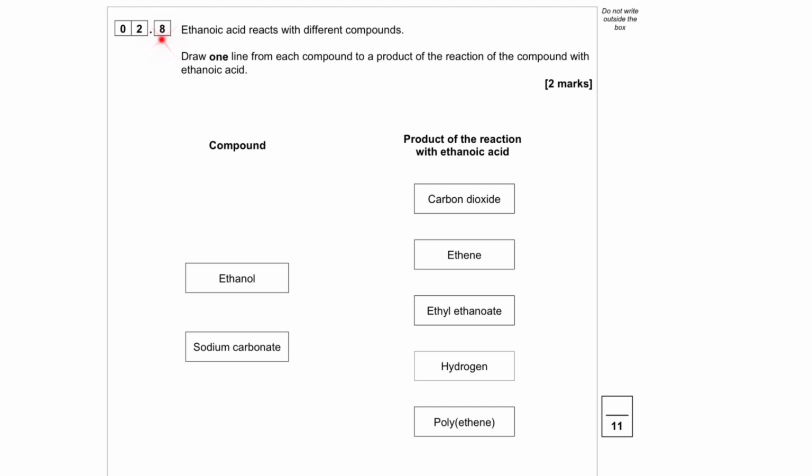Question 2.8. Ethanoic acid reacts with different compounds. Draw one line from each compound to a product of the reaction of the compound with ethanoic acid. So ethanol reacting with ethanoic acid will produce ethyl ethanoate, so that will be the link there. And sodium carbonate reacting with ethanoic acid will produce carbon dioxide gas from the carbonate.